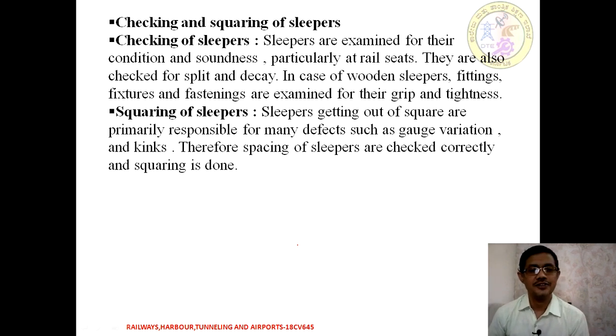Then there is squaring of a sleeper. Sleepers get out of square from their primary position because of many defects, gauge variations or kinks. Therefore, it has to be checked and corrected. Squaring has to be done for the sleeper.